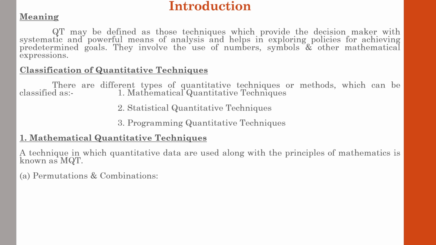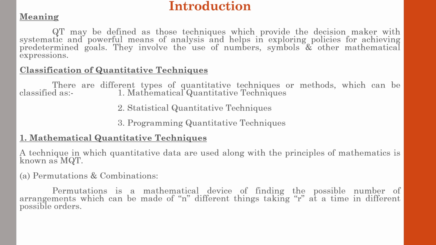It is one of the techniques used in mathematical quantitative techniques, and the concept of permutation and combination means it is a mathematical tool to identify the number of times a certain combination or arrangement can be made. So first of all, let us discuss permutation.